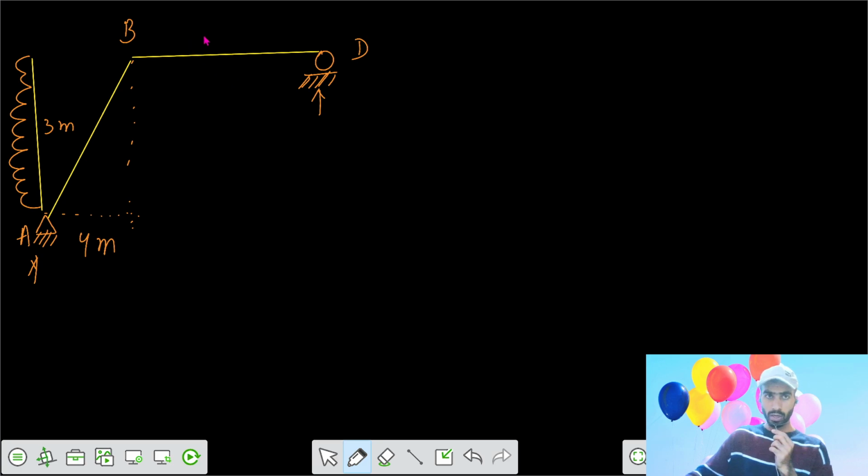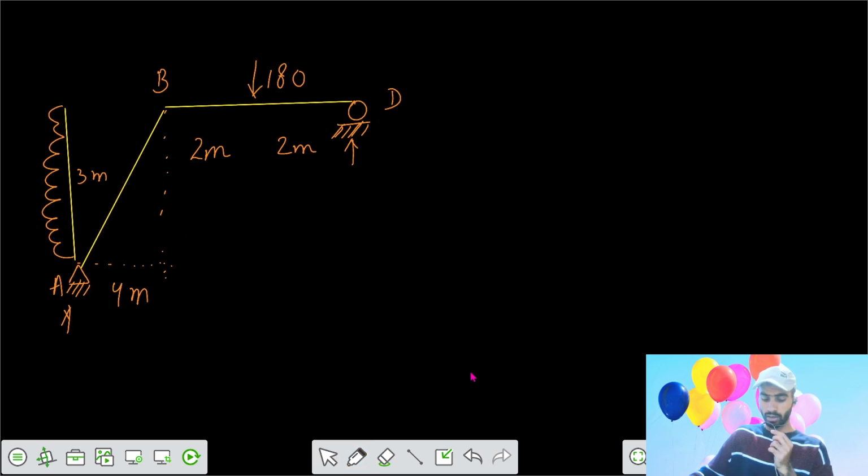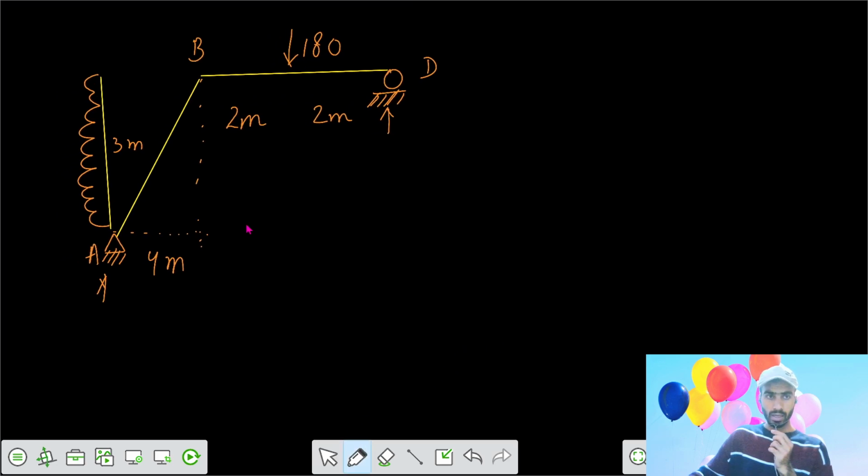And you got one more point load here, equally spaced between B and D. That is 2 meter and 2 meter. You need to get the shear force diagram and bending moment diagram. The loading intensity equals 40 kilonewton per meter.